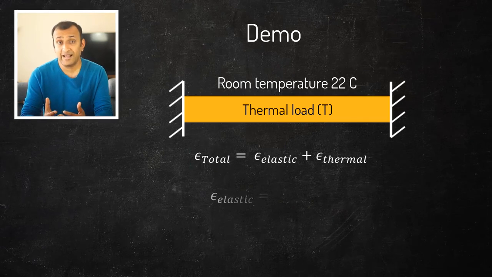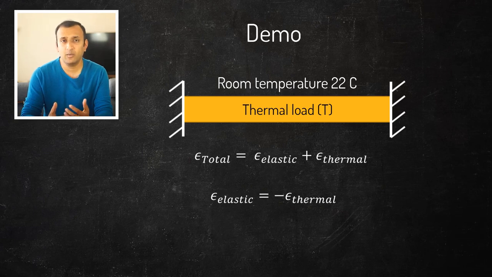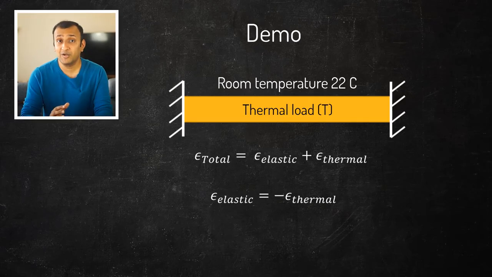Therefore, the elastic strain developed in the bar is equal in magnitude but opposite in sign compared to the thermal strain. So, when the thermal load is more than the reference temperature, the thermal strain is positive and therefore the elastic strain is negative, which implies compressive stresses are developed in the bar. Similarly, when the thermal load is less than the reference temperature, the thermal strain is negative and therefore the elastic strain is positive, which implies the tensile stresses are developed in the part.